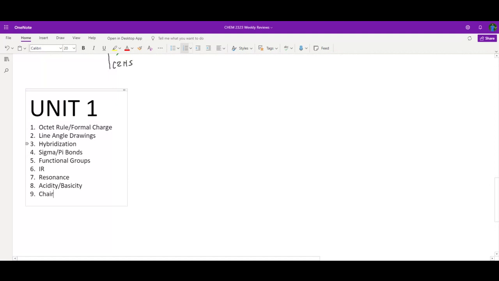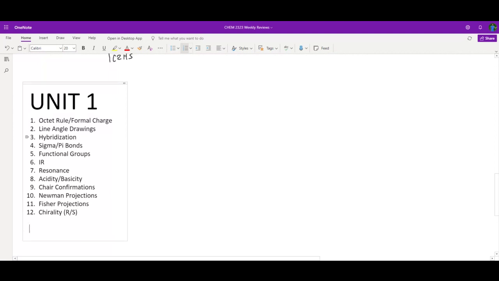You have chair conformations. You have Newman projections, Fisher projections. You have chirality, which is the RS stuff. And yeah, I think that should be it.